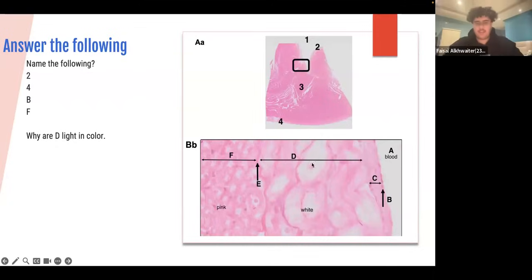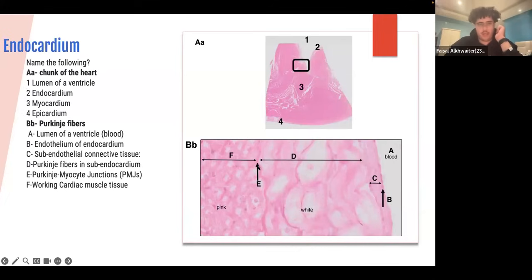Purkinje fibers are these weird looking white cells. They look like a myocyte, but they're very dilated and very white. The whiteness is because they're filled with glycogen, which doesn't stain. Those are the last conducting parts of the heart. So you have the SA and AV nodes, the interventricular septum, then your Purkinje fibers, then the Purkinje-endocardium junction, and then your working myocytes.